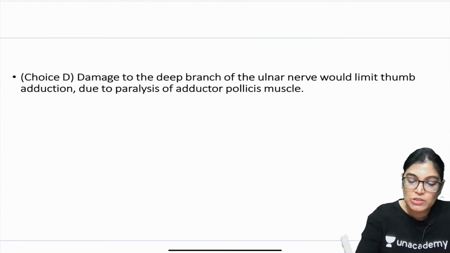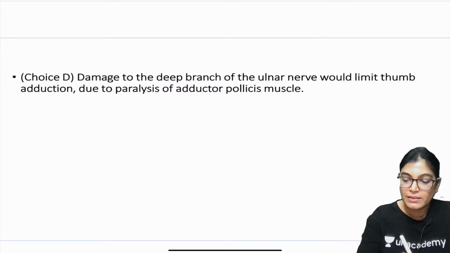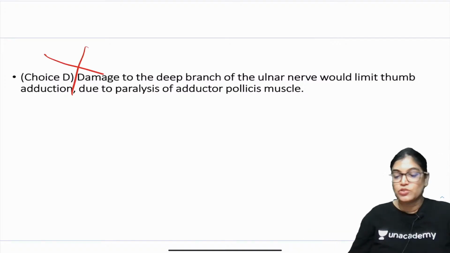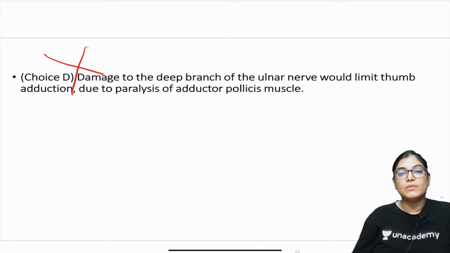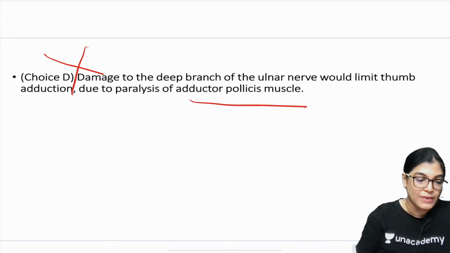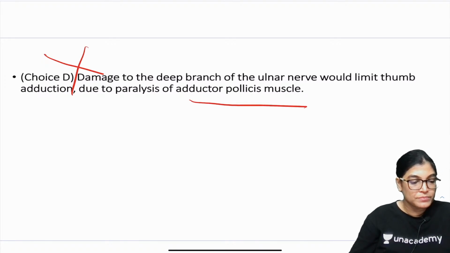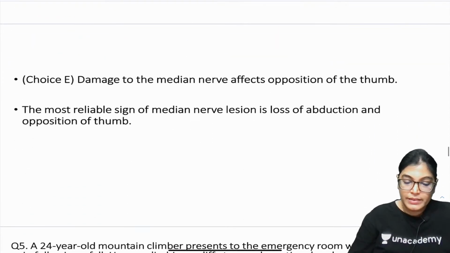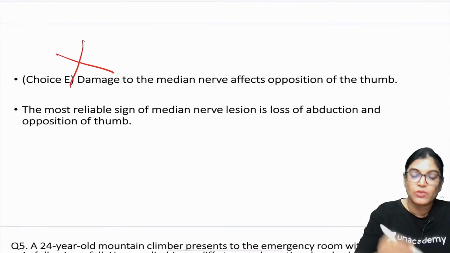Choice number D, damage to the deep branch of ulnar nerve could limit the thumb abduction, and due to paralysis of which nerve? So thumb adduction is involved, the thumb adductors. Adductors means adductor pollicis is injured, which is getting innervation from the ulnar nerve. Damage to median nerve. So this is again not the correct answer.